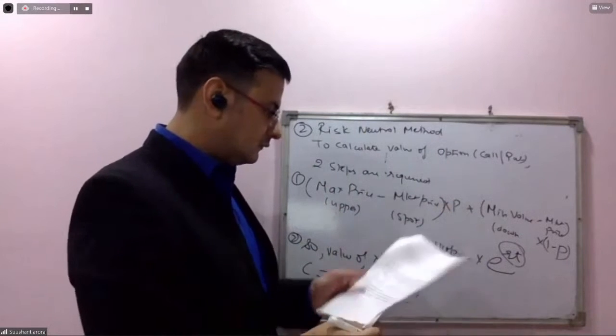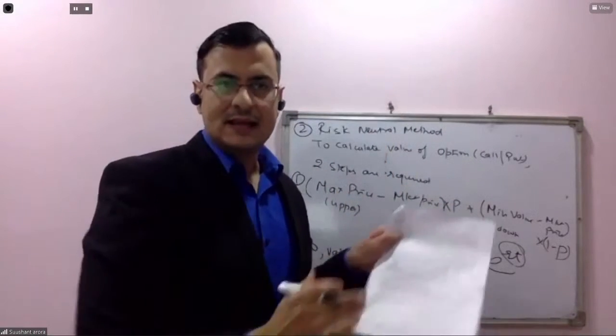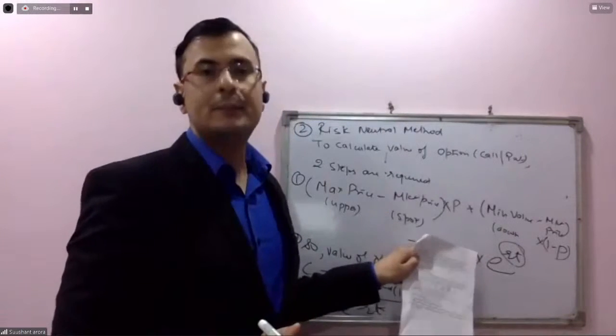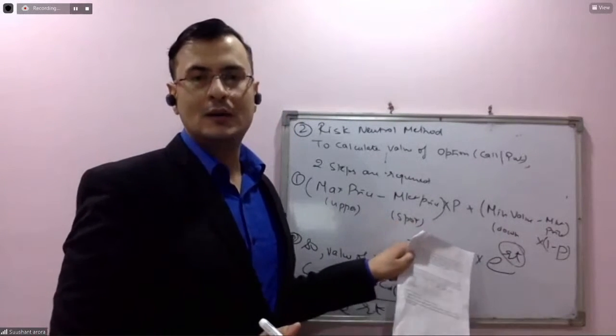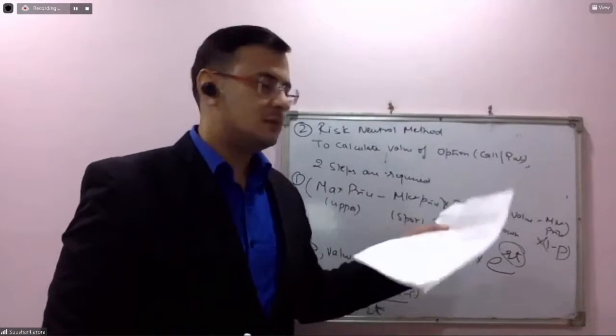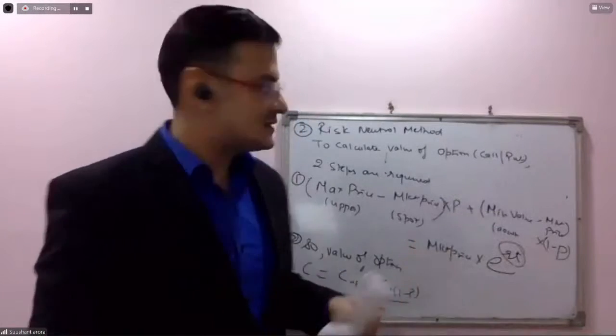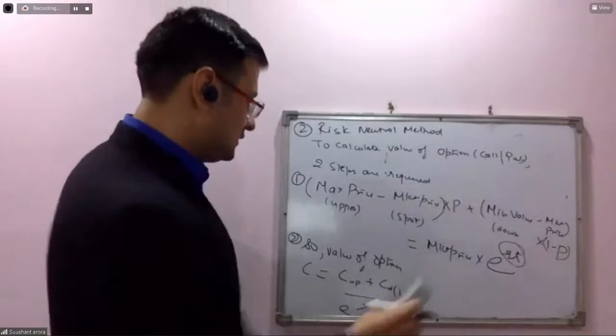In this case, the maximum and the minimum price is given to us. The first thing is to calculate the probability, the P value, just like we calculated in case of question number 9. Can we do that? Can I use this same formula? Okay, sure.